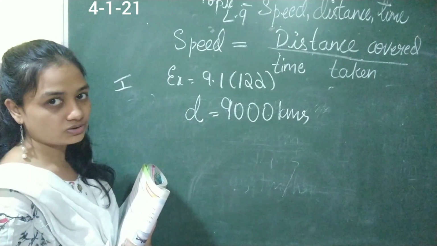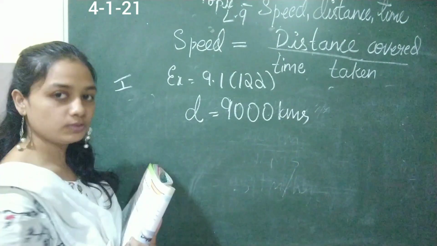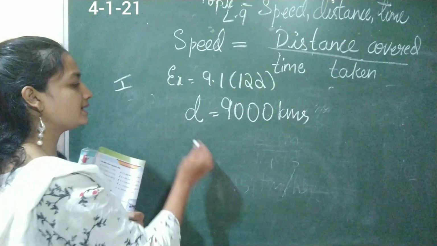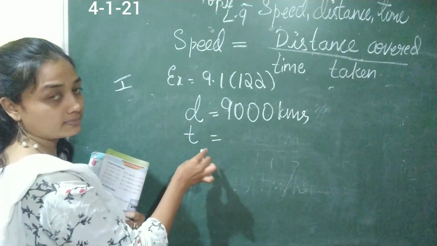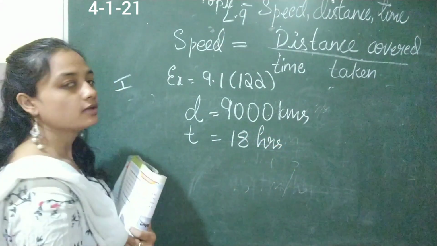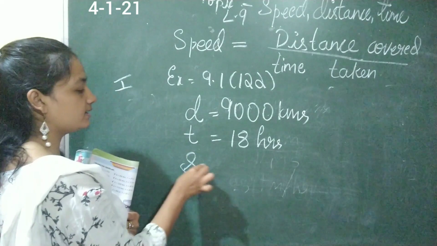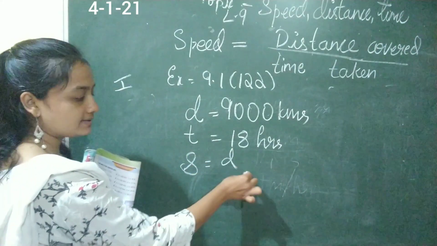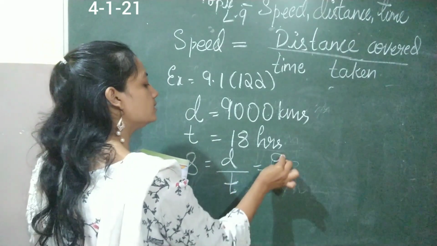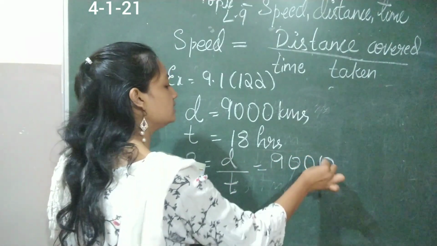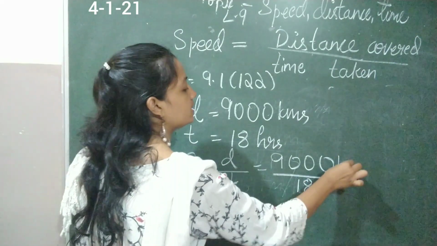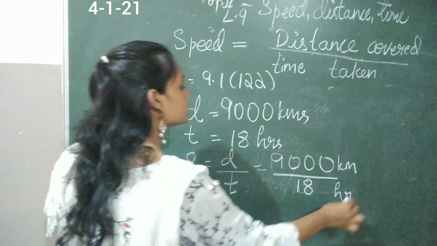Units are very important, children. You have to specify the units. In 18 hours. So what is the 18 hours? It's the time. So time is 18 hours. So now we have to find the speed. The formula is distance by time, that is equal to 9,000 by 18. This is kilometer, this is hours.